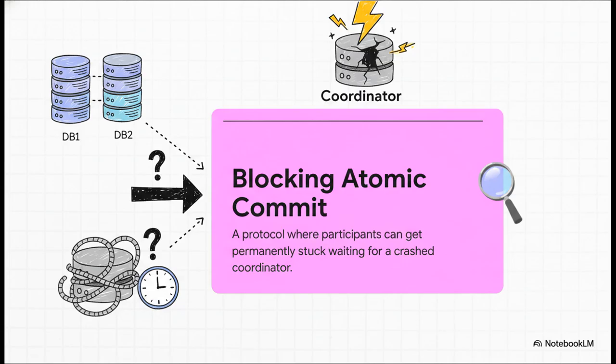Two-phase commit is a blocking atomic commit protocol. What that means is, by design, participants can become permanently stuck waiting for a crashed coordinator to recover. Because Database 1 is in doubt, its only possible path forward is to just sit there and wait for the coordinator to eventually reboot, read its own transaction log, and finally resend that missing commit or abort message.